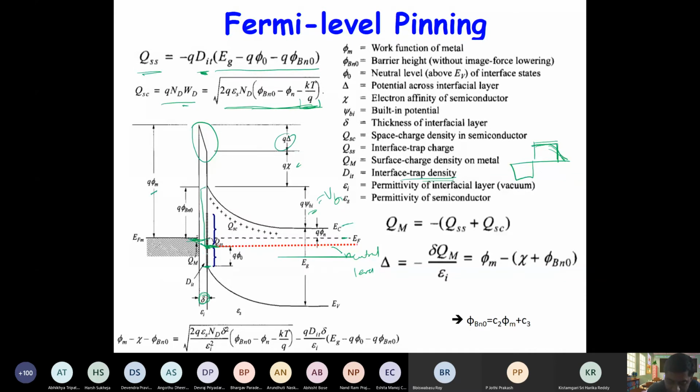This is Eg minus Q phi naught minus Q phi. So this is basically this gap between the metal Fermi level and the neutral level, multiplied by minus Q, because we are subtracting from the right side the left side. So that will be the interface charge. So the total charge will be the sum of these two, Q space charge plus Q on the interface.